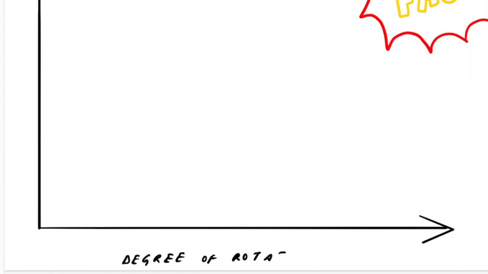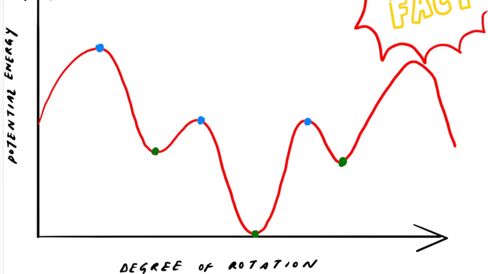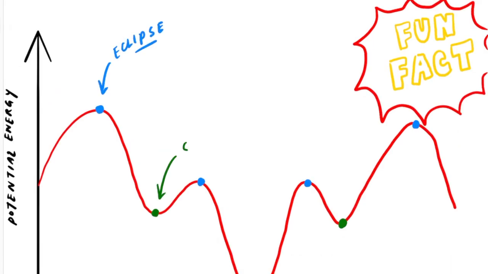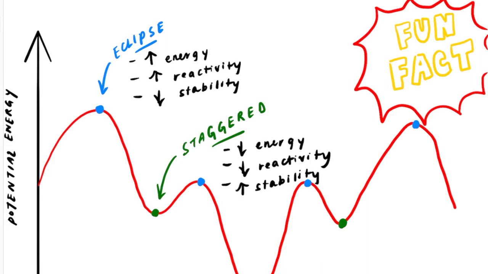An interesting addition is seen when the rotation in correlation to the energy level is graphed. The maxima in the graph would be eclipse formations, with the minima being staggered conformations. This means that eclipses have higher energy, meaning higher activity and lower stability. The opposite is true for staggered conformations.